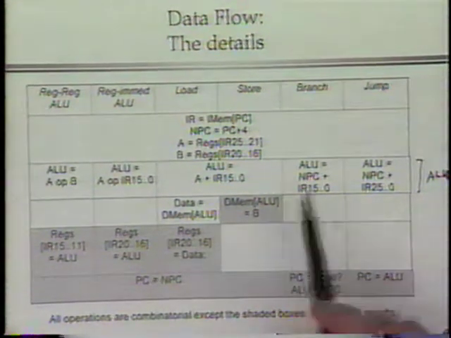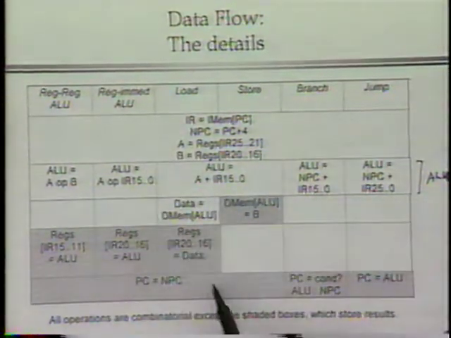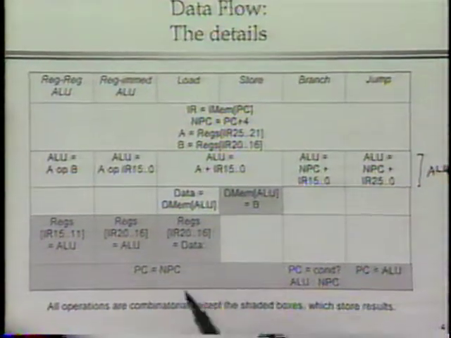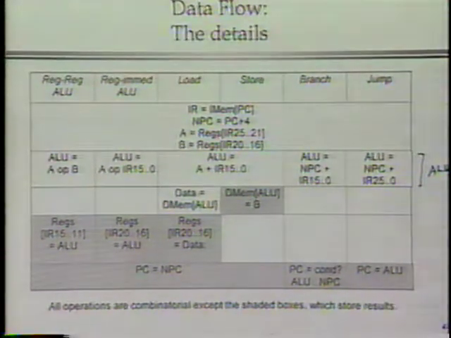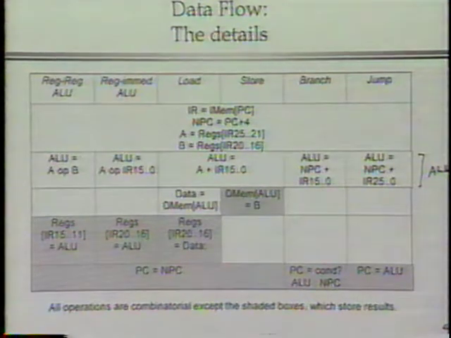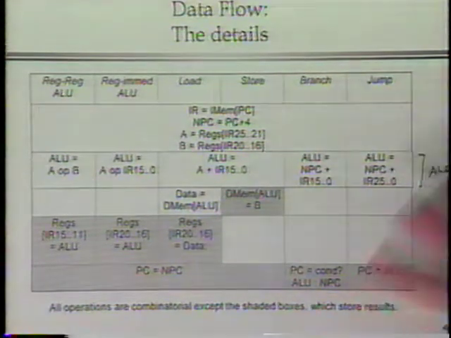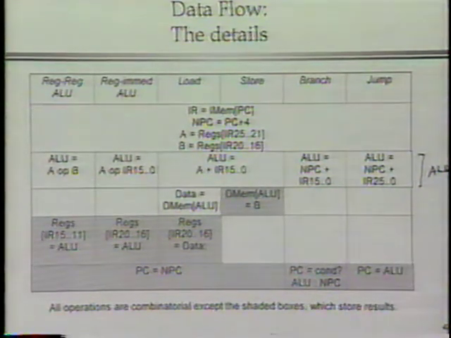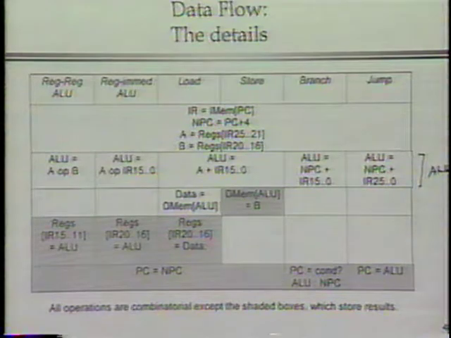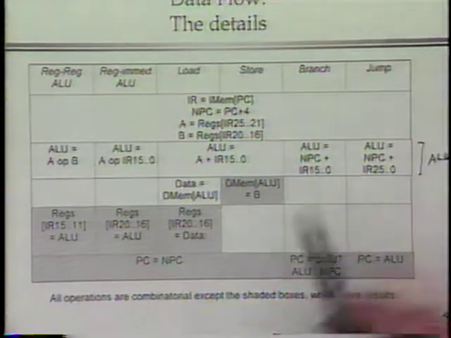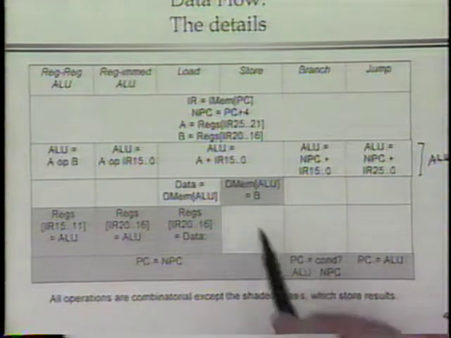Now, one of the things to note is that all of these operations, except the ones that are shaded, are combinatorial operations. They don't require any clocks. They're just logic that flows through. And in fact, that entire diagram that I showed you is basically one big combinatorial logic block. You can just fetch the instruction and let all of the results filter through the logic until you're ready to do something for the next instruction. And those doing somethings are the things that are shown shaded here.